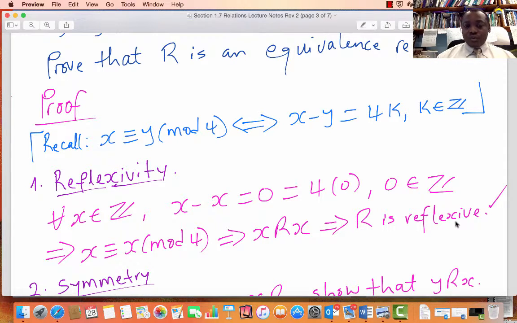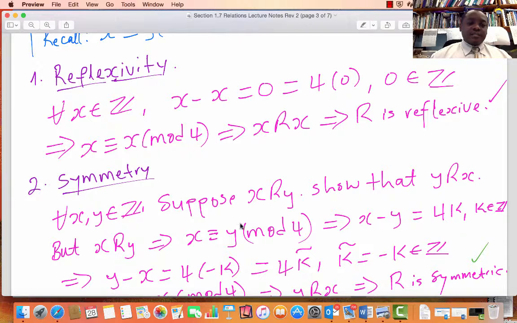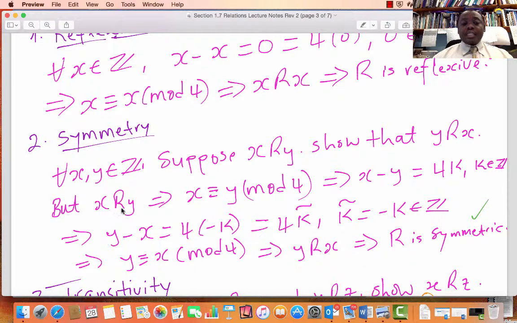One down, two to go. 2. Symmetry. For every x, y in Z, we suppose that x is related to y and show that y is related to x. That is how we prove symmetry. We start first by supposing that x is related to y, and then we prove that y is related to x.